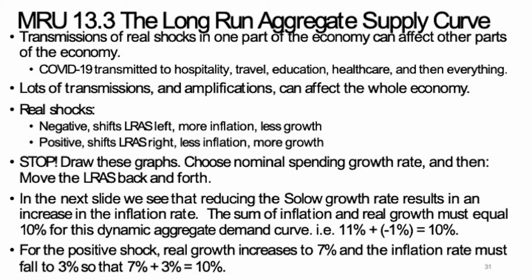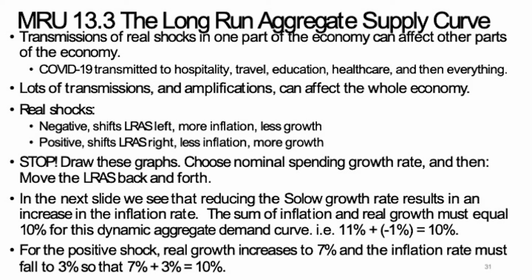Okay. So there are real shocks that, if they're negative, shift the long-run aggregate supply curve to the left, meaning less growth. A positive shock can move the long-run aggregate supply curve to the right, where there's less inflation and more growth. And if you haven't been, you should be drawing these graphs as I talk about them. That will really help you to do well.